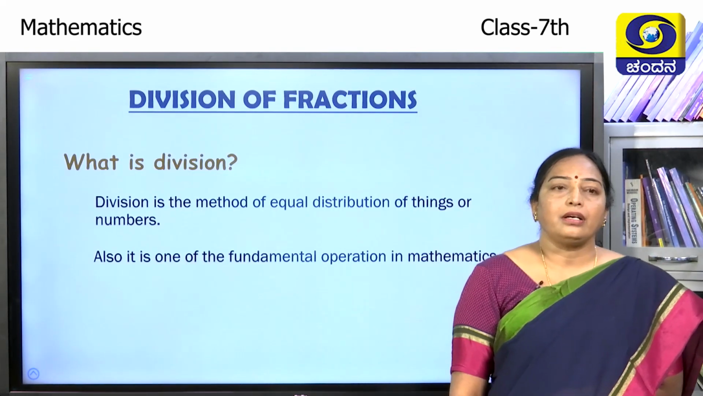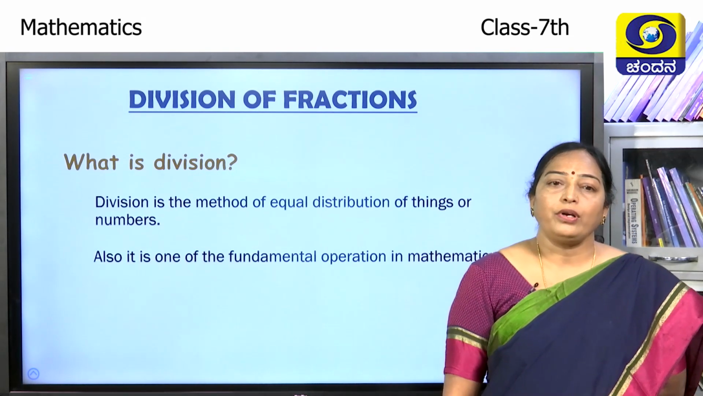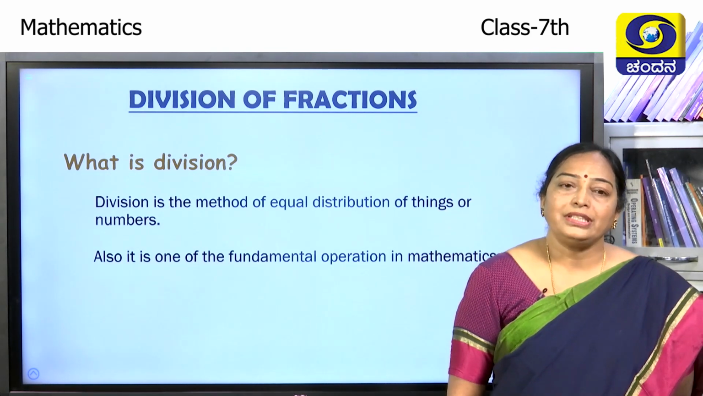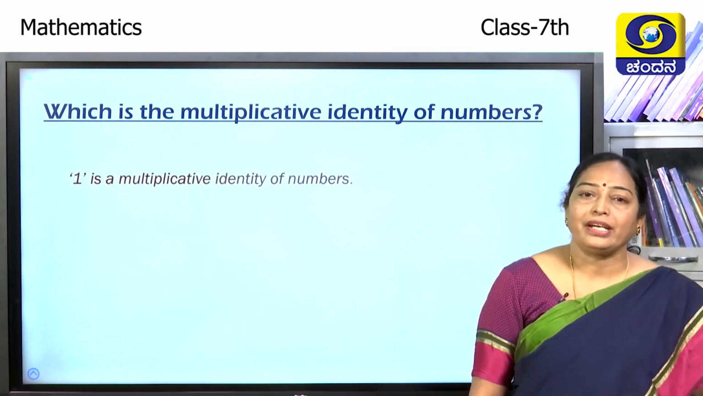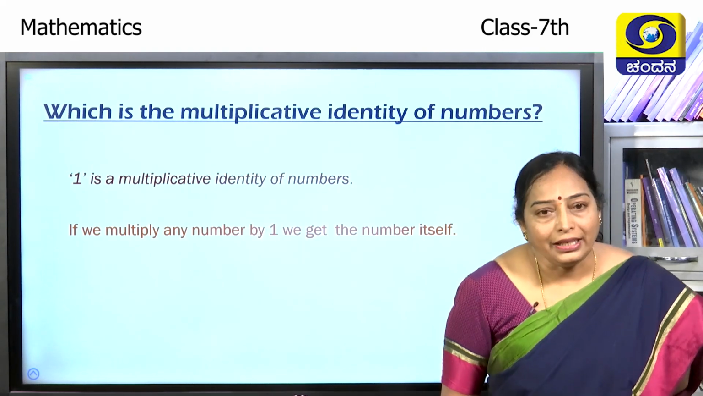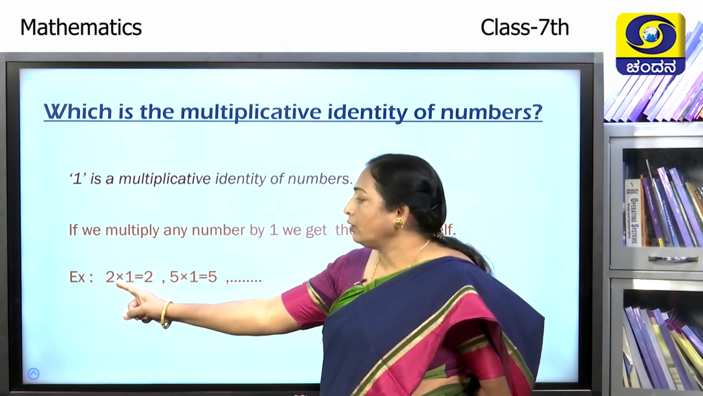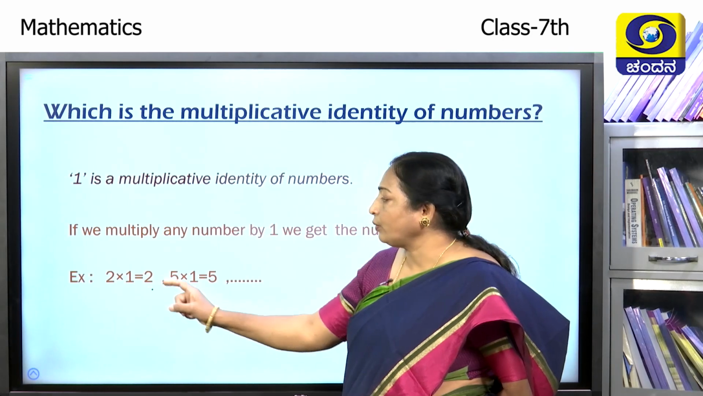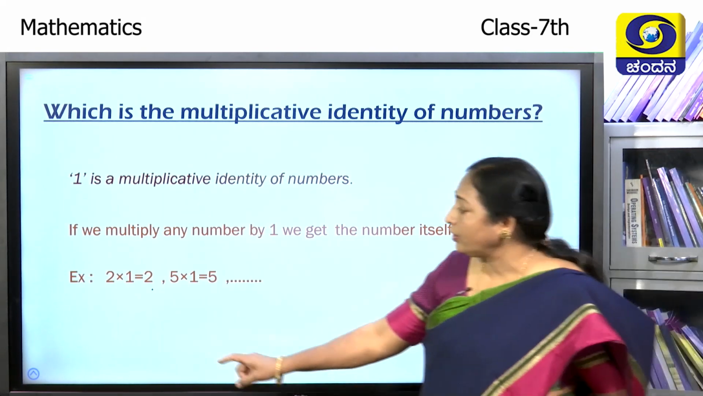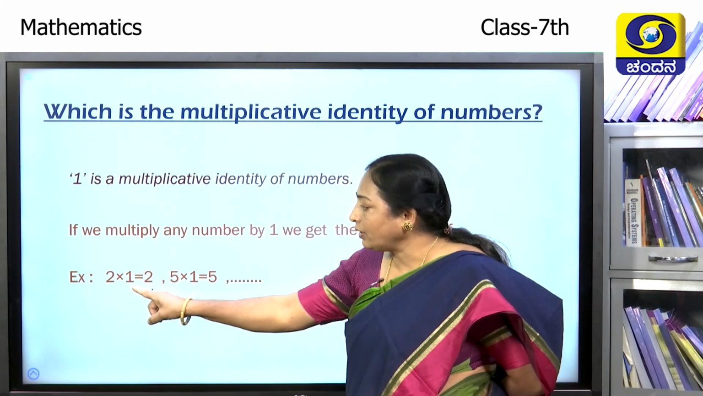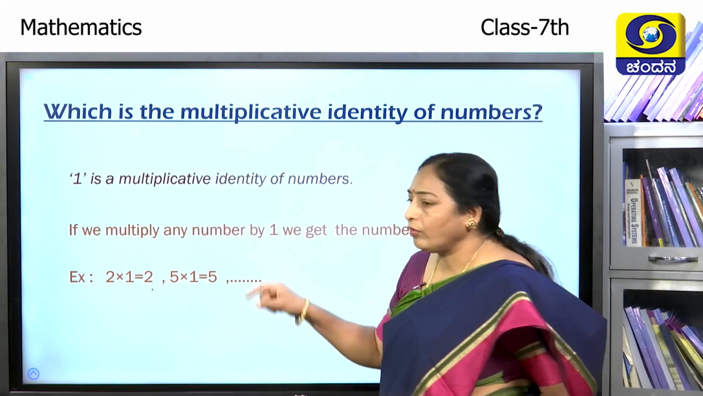Children, already we learnt multiplication and division of integers. Do you know about the multiplicative identity of the numbers? Which is the multiplicative identity of the numbers? 1. 1 is the multiplicative identity of numbers. If you multiply any number by 1, we get the number itself. For example, 2 multiplied by 1 is 2, and 5 multiplied by 1 is 5.